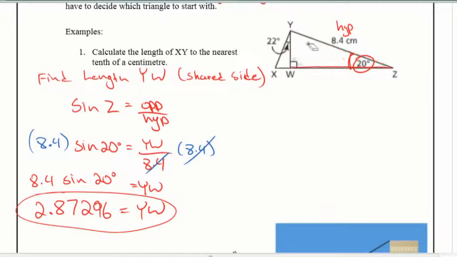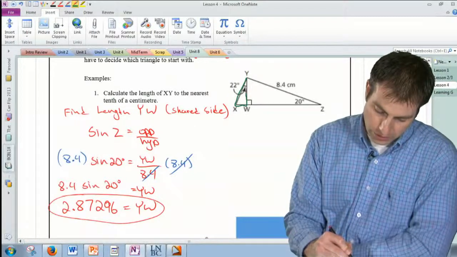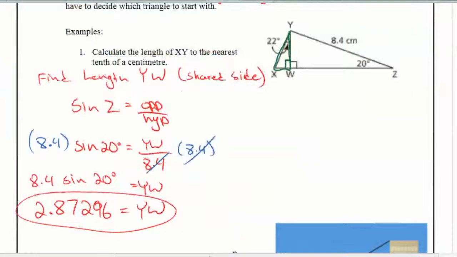Now, I'm going to erase all this and re-look at the question in terms of this smaller green triangle. It's going to be a 90-degree angle here. I have an angle up in the top, angle Y. I have the shared side now. YW is 2.87.